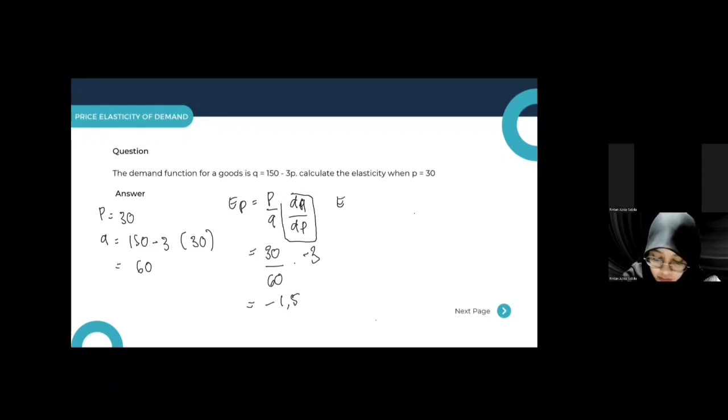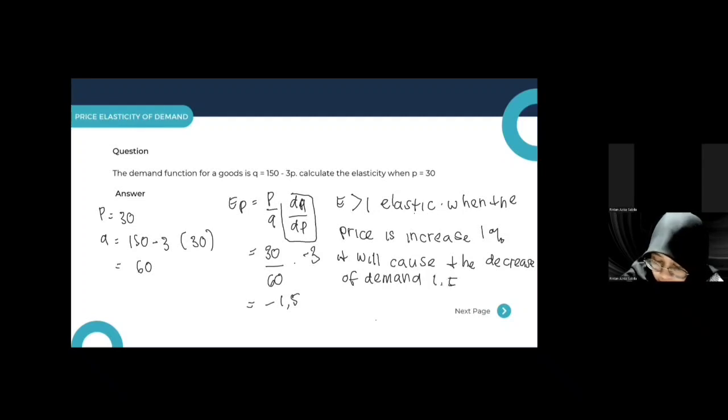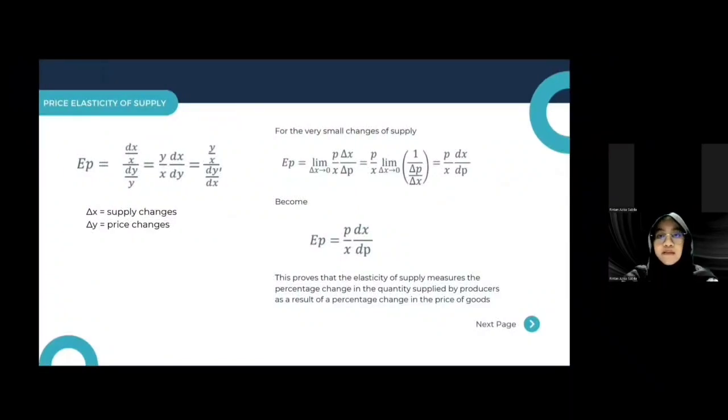E is greater than 1, so it's elastic. When the price is increased 1%, it will cause the decrease of demand 1.5%.